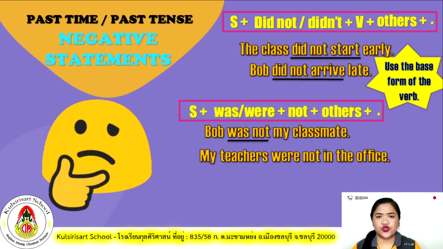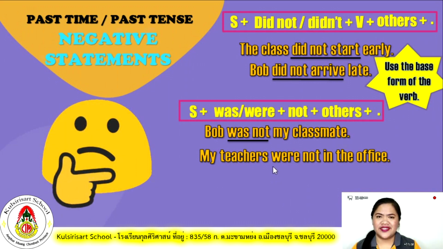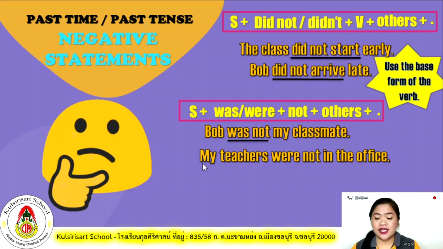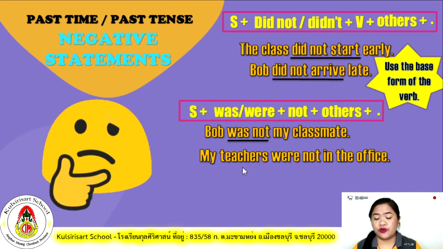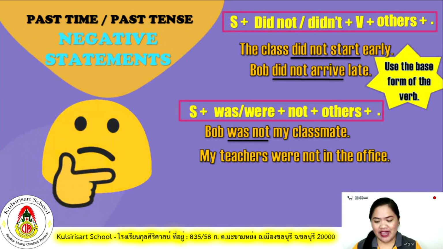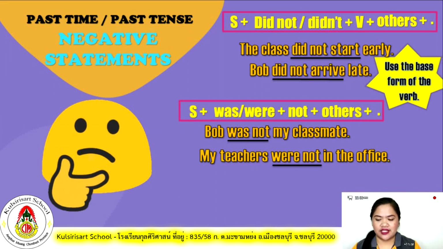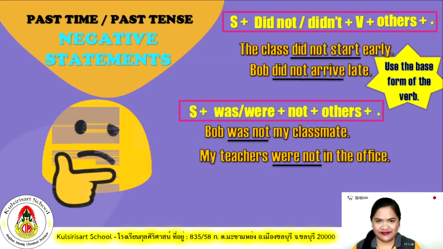As what you can see in this sentence, the sentence is using the word were because the subject is my teachers. So when the subject is plural, we use were plus not plus in the office, which is the adverb. So now we have here were not as the negative word.